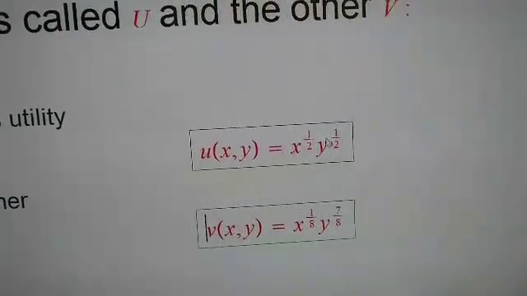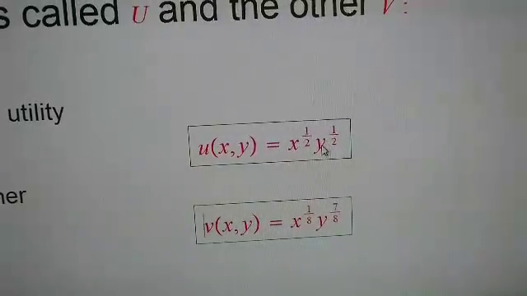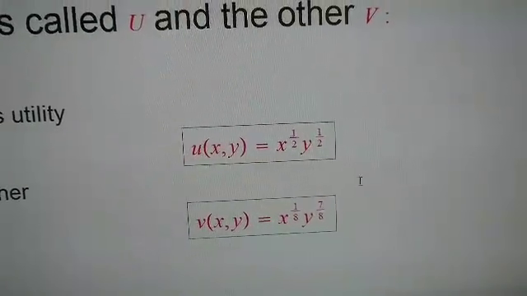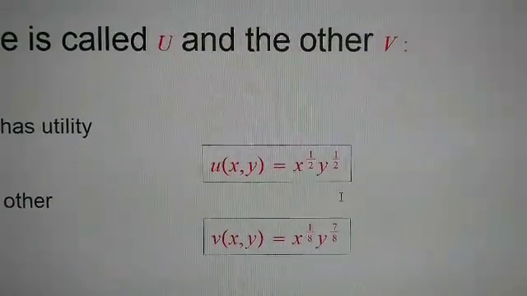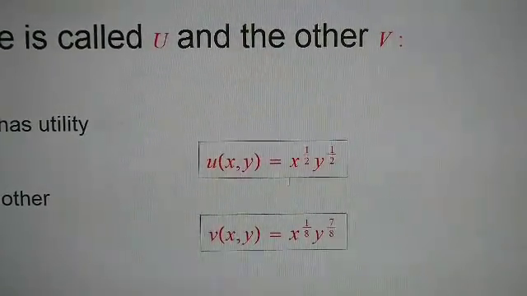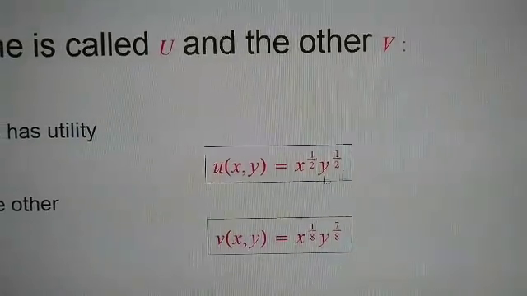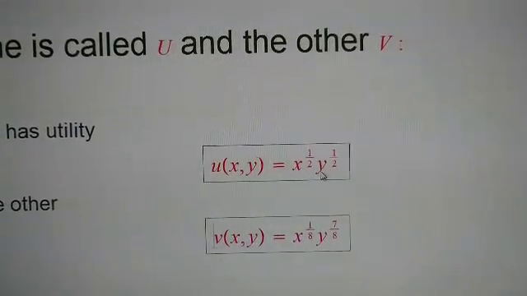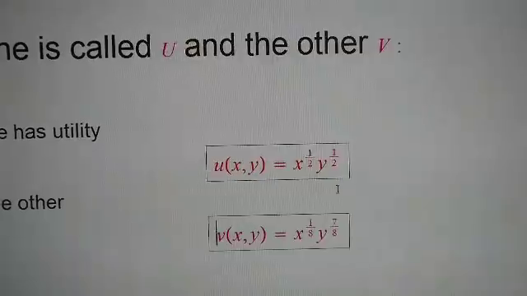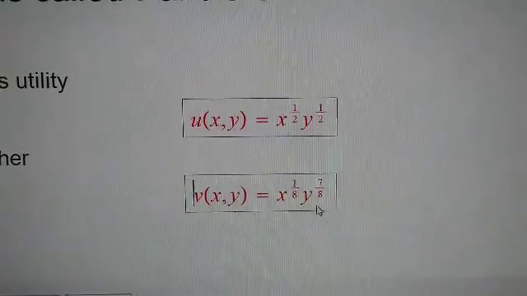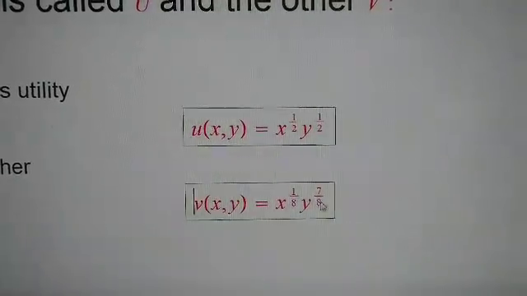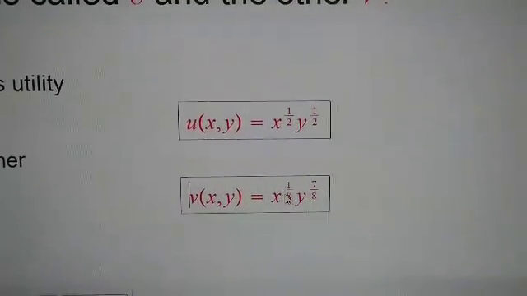You see that the person called U treats X and Y symmetrically. That means they like X and Y to the same degree. In some sense, they can substitute X and Y, they can flip X and Y, and they would have the same utility. Whereas person V likes Y more, because Y has a higher power than X.